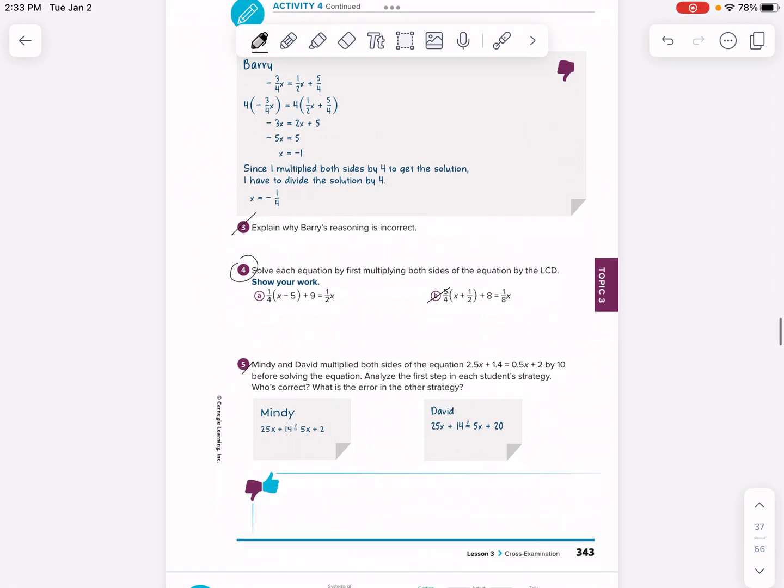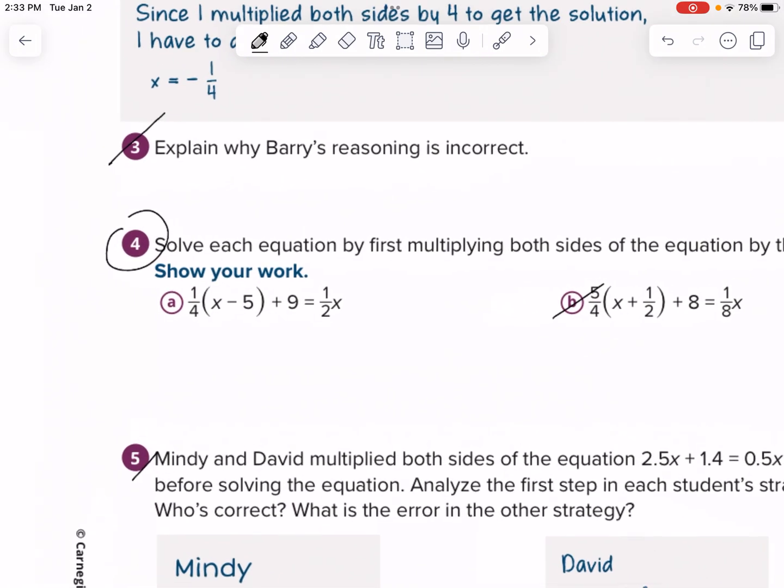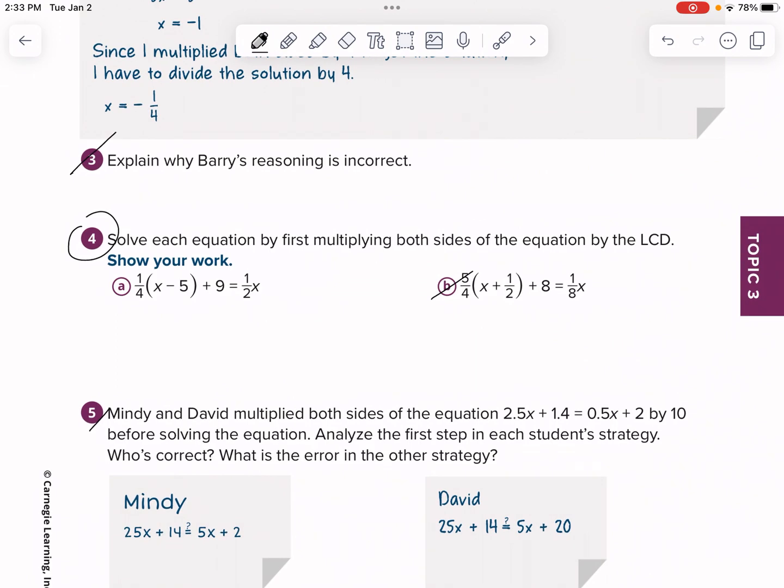We're going to skip a couple problems, but we're going to start with number 4 here. Solve each equation by multiplying both sides of the equation by the LCD, the least common denominator. So let's look at this. We have a 4 in a denominator. We have a 2 in a denominator.